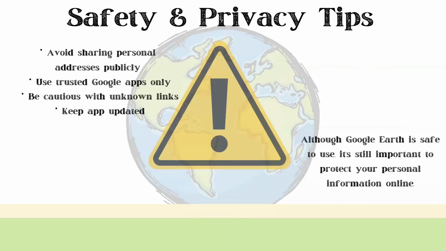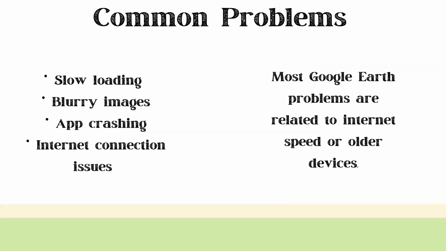Now, there are some very important safety and privacy tips. So make sure that you're avoiding sharing any kind of personal addresses or information publicly. You should only be using trusted Google apps and be cautious with unknown links and make sure to keep the app updated. Although Google Earth is a safe application to use, it's still important to protect your personal information online. So, like I said earlier, make sure not to show or share your personal addresses as you're searching them up on Google Earth to anyone else because it may give your location to them. So just be careful.